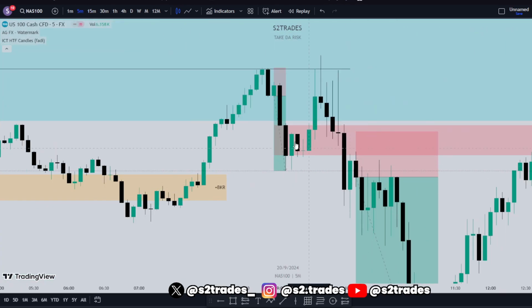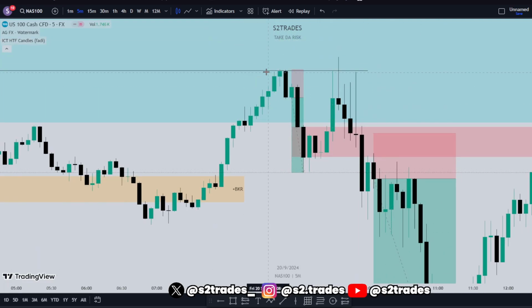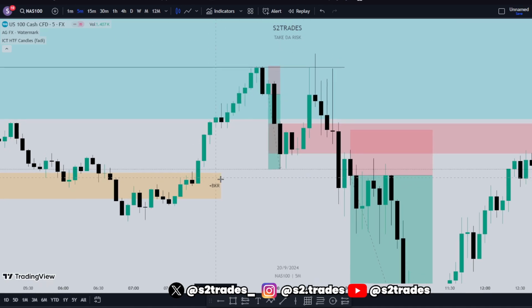Kind of got to flex. These were in the same day, these two. Boom, you see inverse fair value gap. I saw 1 minute change in state of delivery, took a short off that. Targeted again. I didn't target the breaker block this time. I actually targeted this fair value gap.